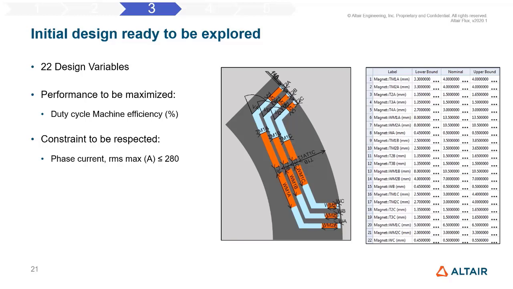Then from the initial rotor shape, we have around 22 design variables in the rotor part, which we can use in the DOE and optimization studies. The performance to be maximized again is the efficiency over the duty cycle, and we should respect the phase current not to exceed 280 amp, and this limitation, as we see, comes from the specification, and it's really limited from the inverter side.